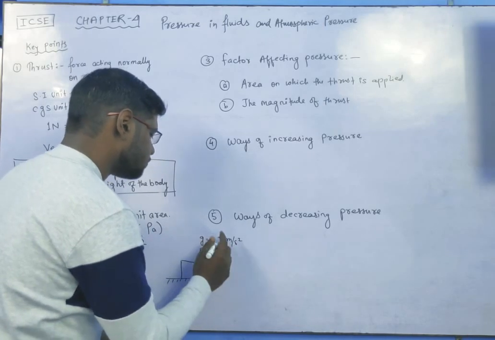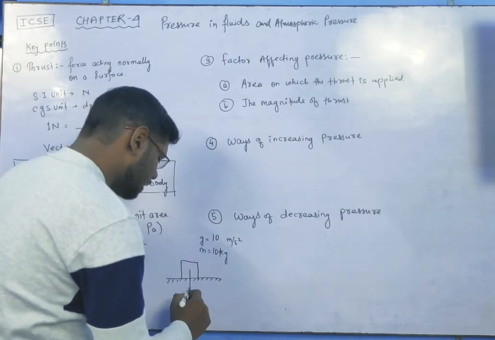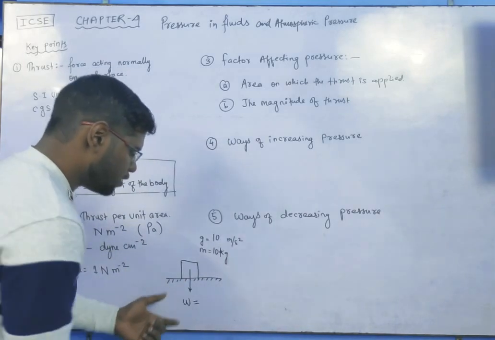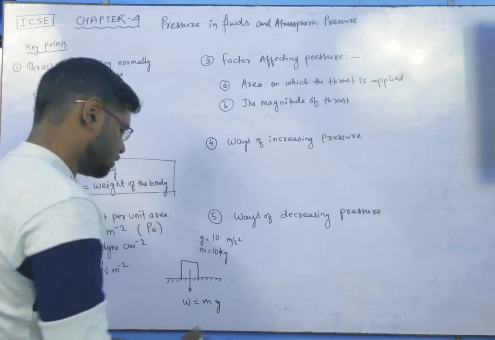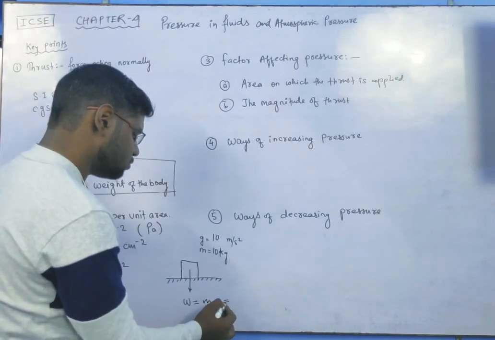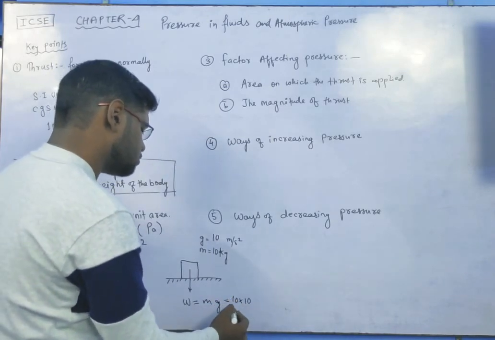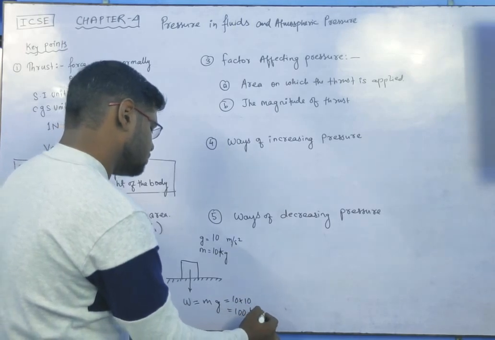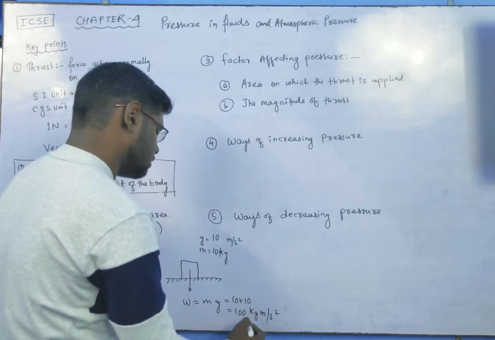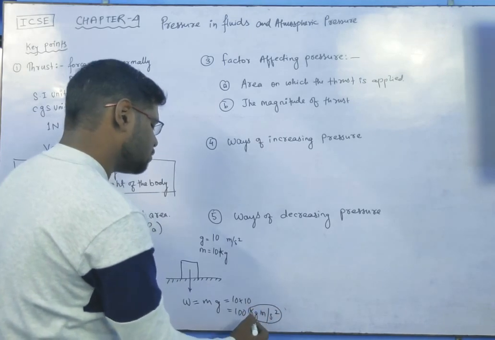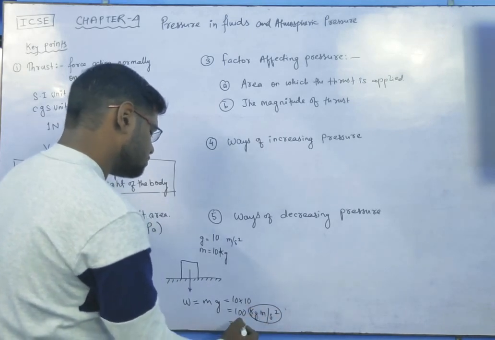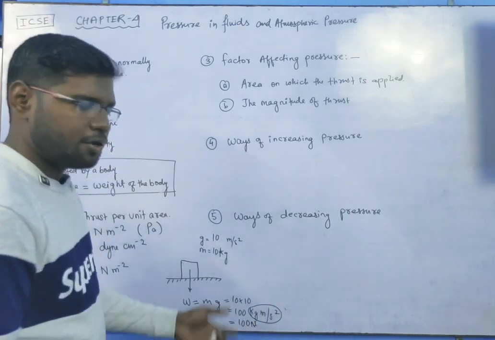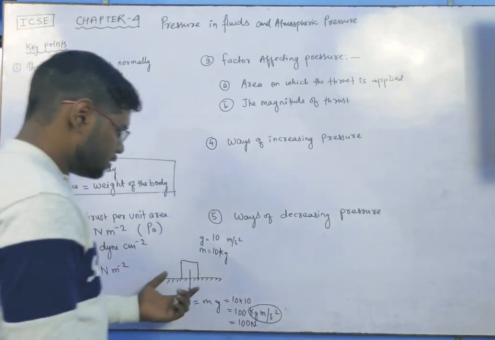Okay. So right now we will calculate the weight of this block. Definitely the weight of this block is given by m into g. And what is the value? This becomes 10 into 10, so this becomes 100 kg meter per second square. This is nothing but a Newton. So the value becomes 100 Newton. So this is the first scenario.